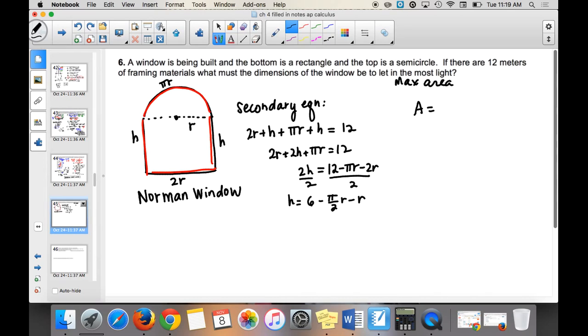So now let's talk about the equation that we're trying to maximize or minimize. Katie, you with me? If I'm trying to maximize, I have a rectangle and a semicircle. The rectangle has an area of 2r times h. And the semicircle: a circle has an area of pi r squared, so it's going to be half of pi r squared, like that. Why is the rectangle 2r times h? Just because of the 2 outside.